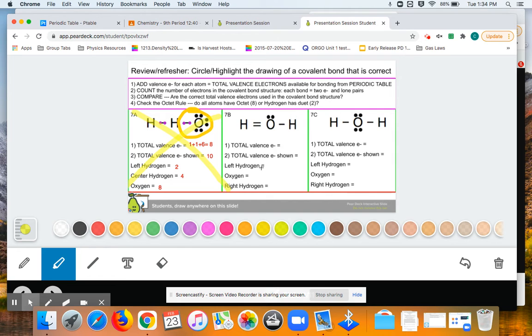And one of these will have an X, and then the last one will not have an X, and that will be the one that is correct. But you do need to fill in all of this information to make sure that you know how to get there. So that's that.